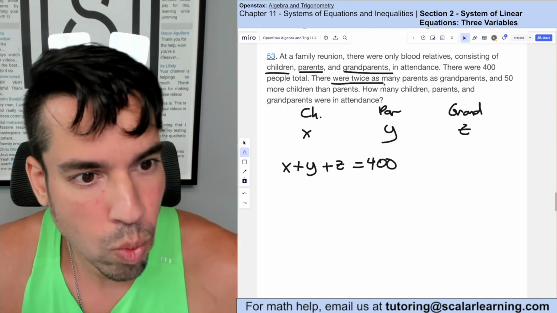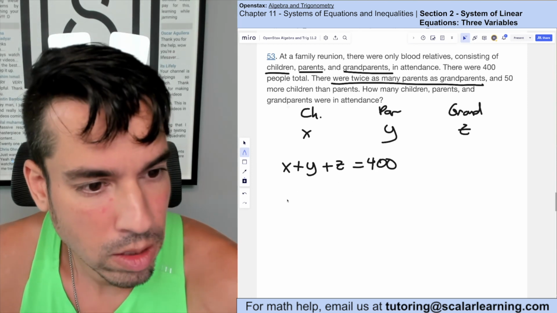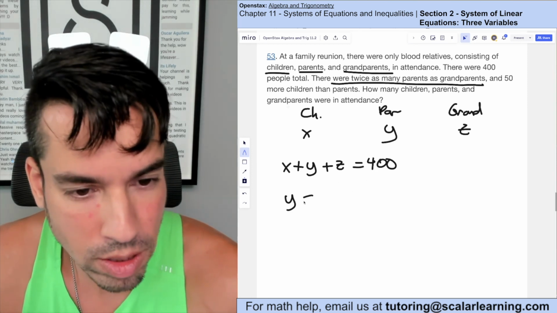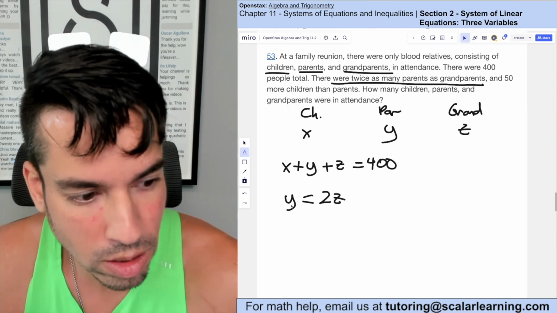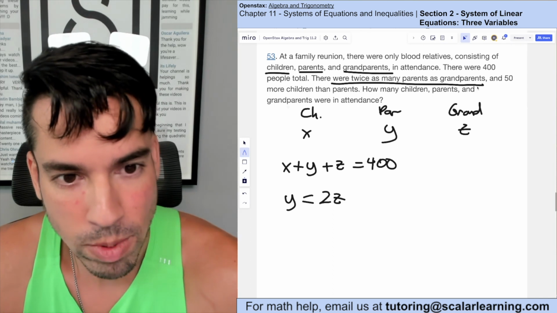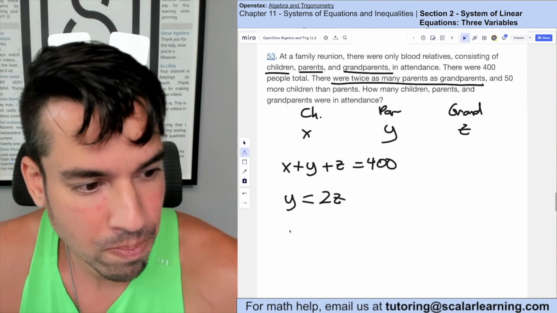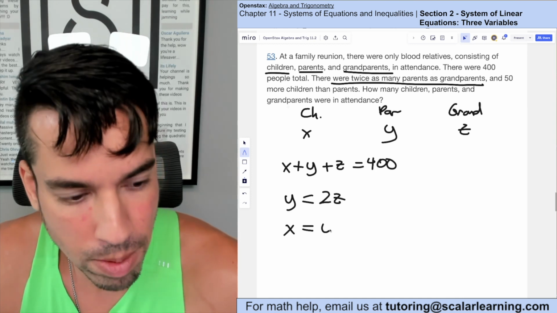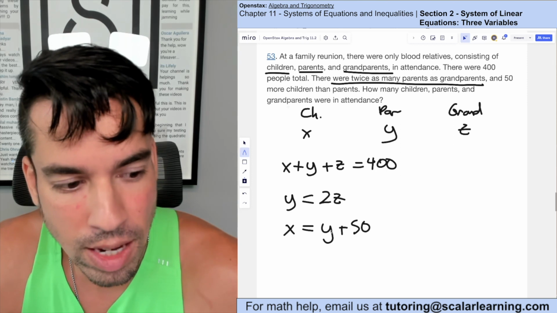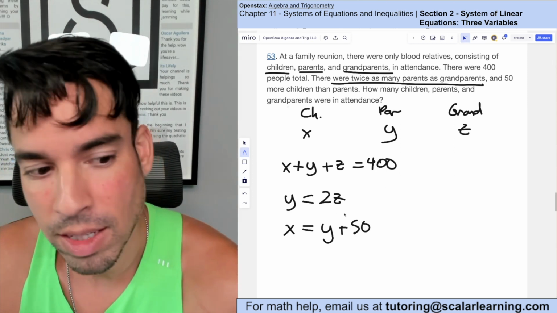There were twice as many parents as grandparents. So that means whatever the grandparents are, to get the number of parents, I'd have to multiply it by 2, right? Because they're saying there's twice as many parents as grandparents. And then it says 50 more children than parents. So if I take my number of parents and add 50 to that, I get the number of children. Guess what? Now we got our triple system, and let's see what we can do.